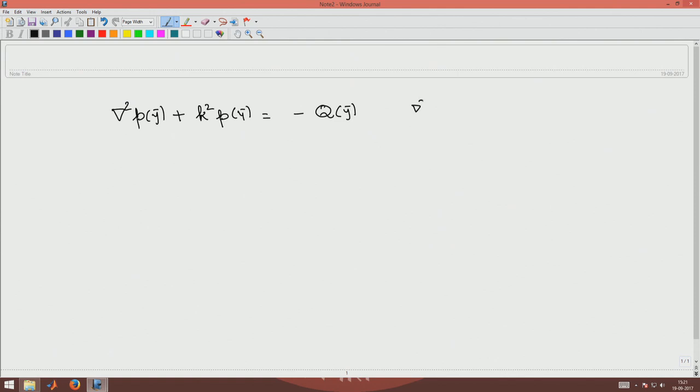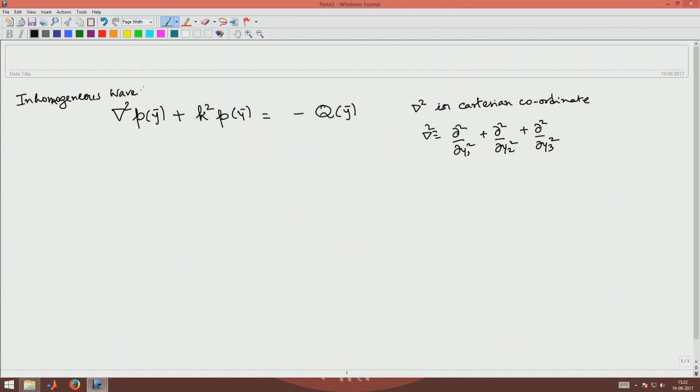Here you must note that the del square in Cartesian coordinates will be given by del 2 del y 1 square plus del 2 del y 2 square plus del 2 del y 3 square. So, this is the Laplacian operator. This is the inhomogeneous wave equation which we have studied in some detail, though the solution has not yet been made available to you, and this is precisely the objective of this lecture.